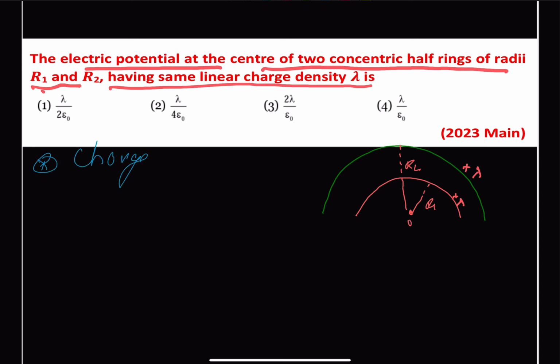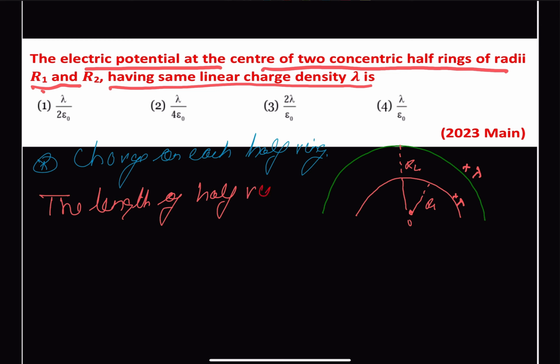Charge on each half ring, and so we know if the radius is r, then the length of a half ring of radius r is pi times r.